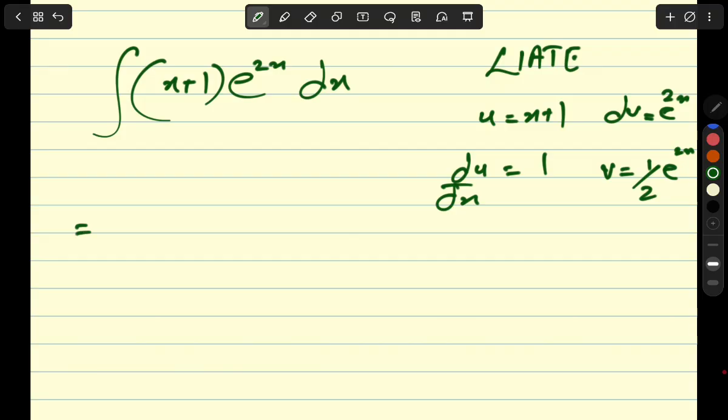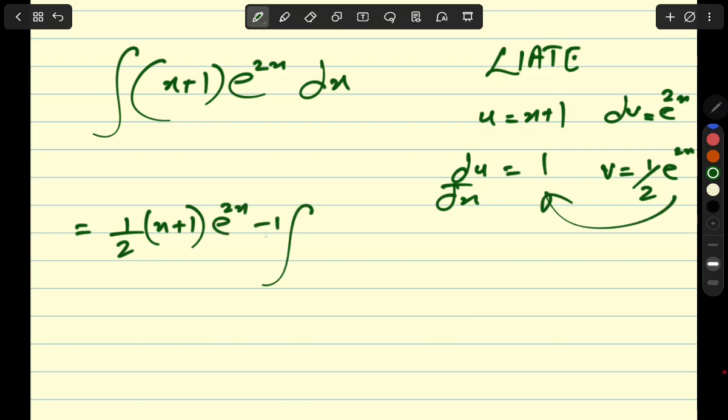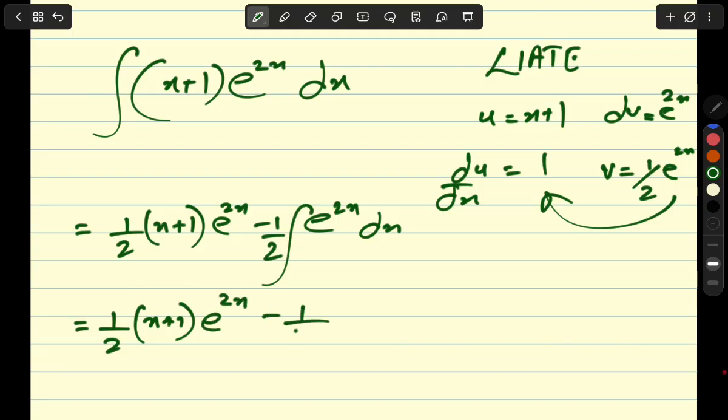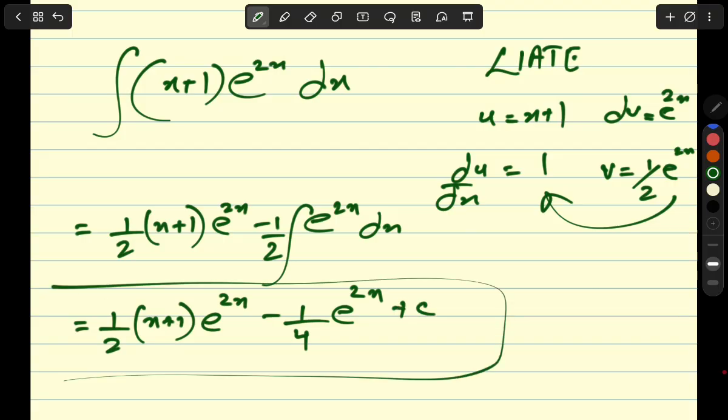So now the integral is going to be uv, which is nothing but half x plus 1 e power 2x, minus integral of this times this. I can bring this half out, and this is e to the 2x dx, and this is going to become half x plus 1 e power 2x minus 1 upon 4 e power 2x plus a constant of integration, and that's it.